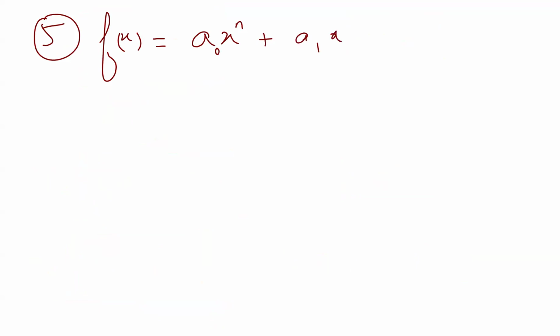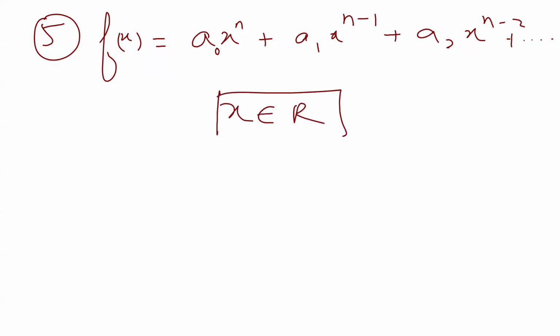A polynomial function. A polynomial function is generally an algebraic function. So f of x is equal to a0 x raised to n plus a1 x raised to n minus 1 plus a2 x raised to n minus 2, and so on and so forth. So this is a polynomial function, an algebraic function. It is continuous at any real value of x.